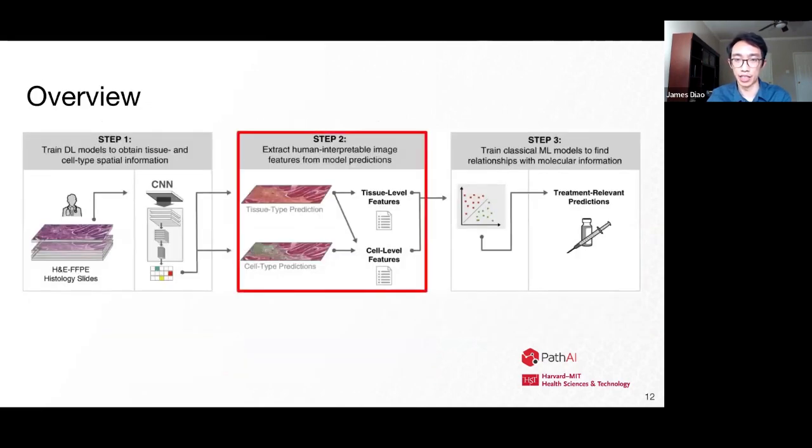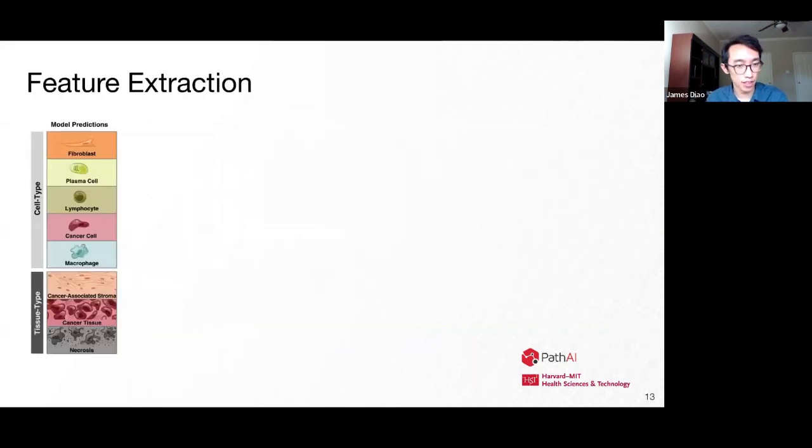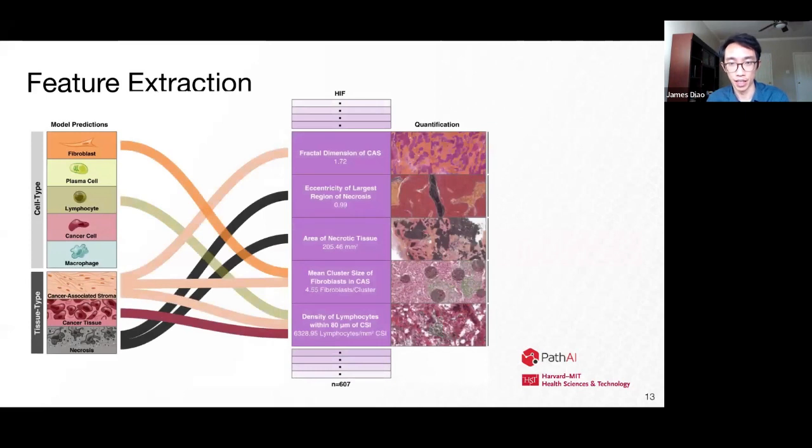And so step 2 is to now extract these image features from the heat maps. So you start by getting the different predictions for all the different cell types and all the different tissue types. And then you can think about how these can be combined to form these different features. I attached a little image to the right of each of those, just trying to give a visual understanding of what each of these are. So fractal dimension is pretty hard to understand, but it's essentially a measure of the complexity of the edge surface of, in this case, the cancer-associated stroma.